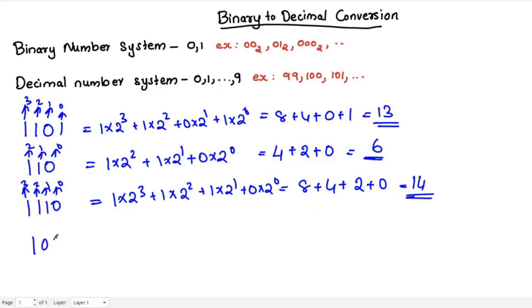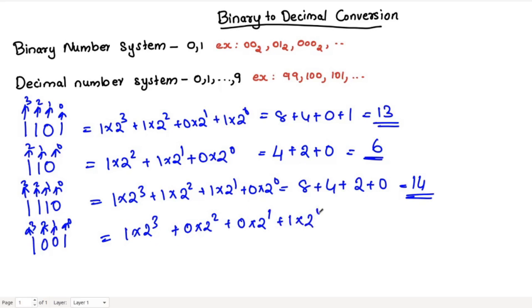Next we will see 1001. Again 4 bits. We write the indices starting from the right, 0, 1, 2 and 3. For conversion you start from the left: 1 into 2 raised to 3 plus the next 2 numbers are 0, so 0 into 2 raised to 2 plus 0 into 2 raised to 1 plus 1 into 2 raised to 0, that is 8 plus 1, which is equal to 9.